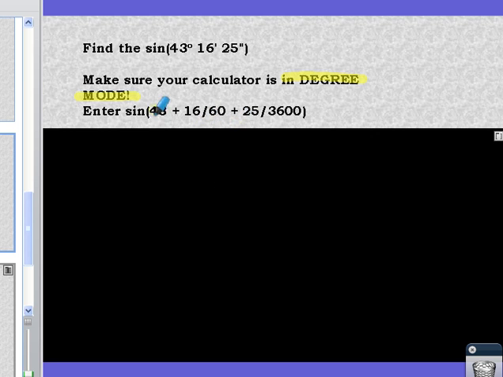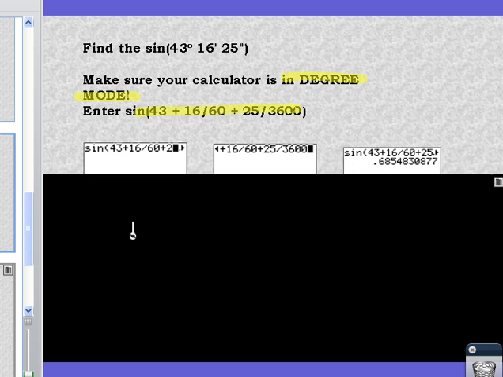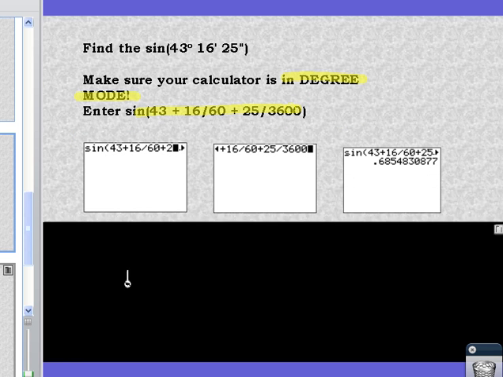So if you just put it into your calculator like this, sine of 43 plus 16 over 60 plus 23 over 3,600. This is actually too long for my screen capture tool, but here it is, and this is the end of it. Enter that into your calculator and it gives you the ratio just fine.